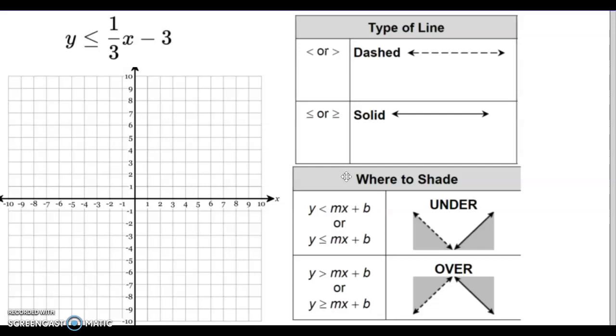Okay? Then the next thing you need to figure out is, do you shade above or below? Similar to drawing a regular flat line, are we going to the right or are we going to the left? Well, here, if it's less than, we're going to shade everything below. And if it's greater than, you're going to shade everything above.